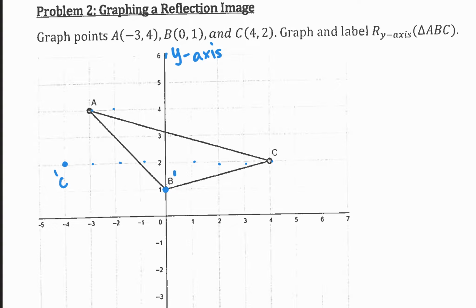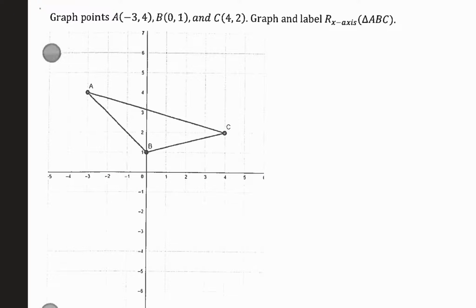A is 1, 2, 3 spaces from the mirror. So it's going to go to the right 3 spaces. 1, 2, 3. So this is going to be A prime. So now what I just need to do is connect the points. And you see the picture. So there's our new image, A prime, B prime, C prime.